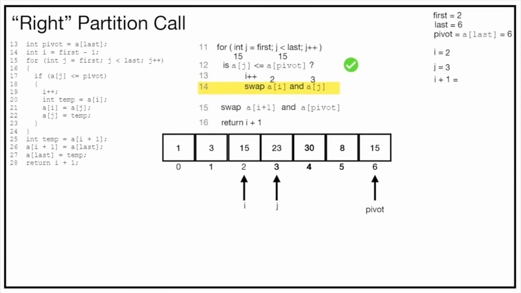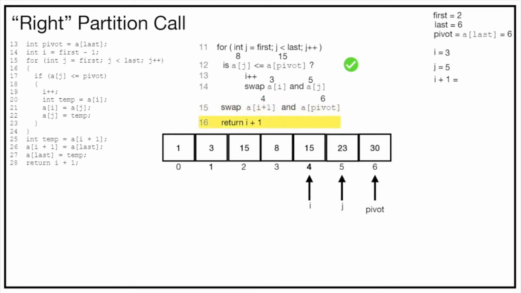We can now begin again. j is set to 4, and we have, is 30 less than or equal to 15? False. This means nothing happens, and j increments. j is now equal to 5, and we check, is 8 less than or equal to 15? True. This means that we increment i, which becomes 3, and then we swap A at i and A at j. We then swap A at i plus 1 and A at pivot.